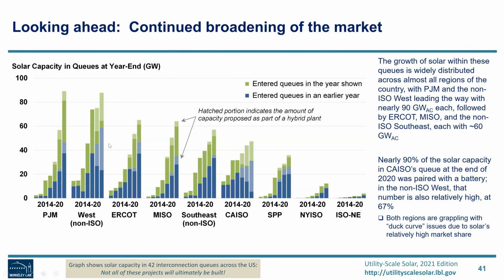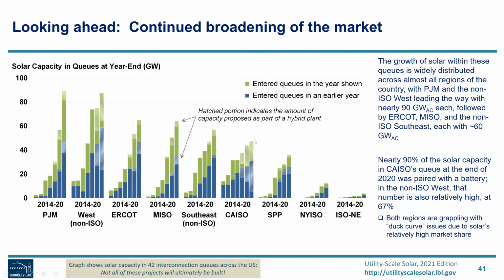The first being that the distribution of solar across the US is pretty widespread. You might think of solar as being something for California, the Southwest, or the Southeast, but that's clearly not the case. PJM is the leading region in terms of solar capacity coming through the queues, and there is a pretty good spread across the U.S., with the perhaps notable exception of the Northeast.